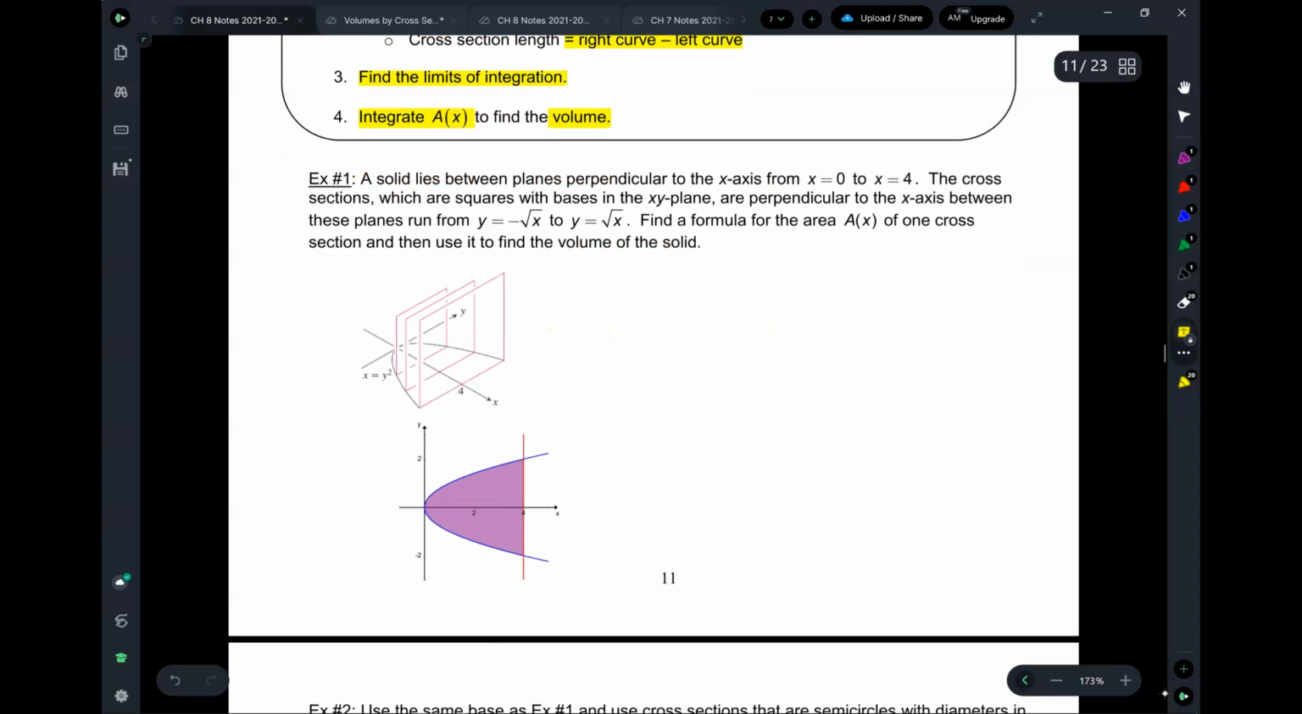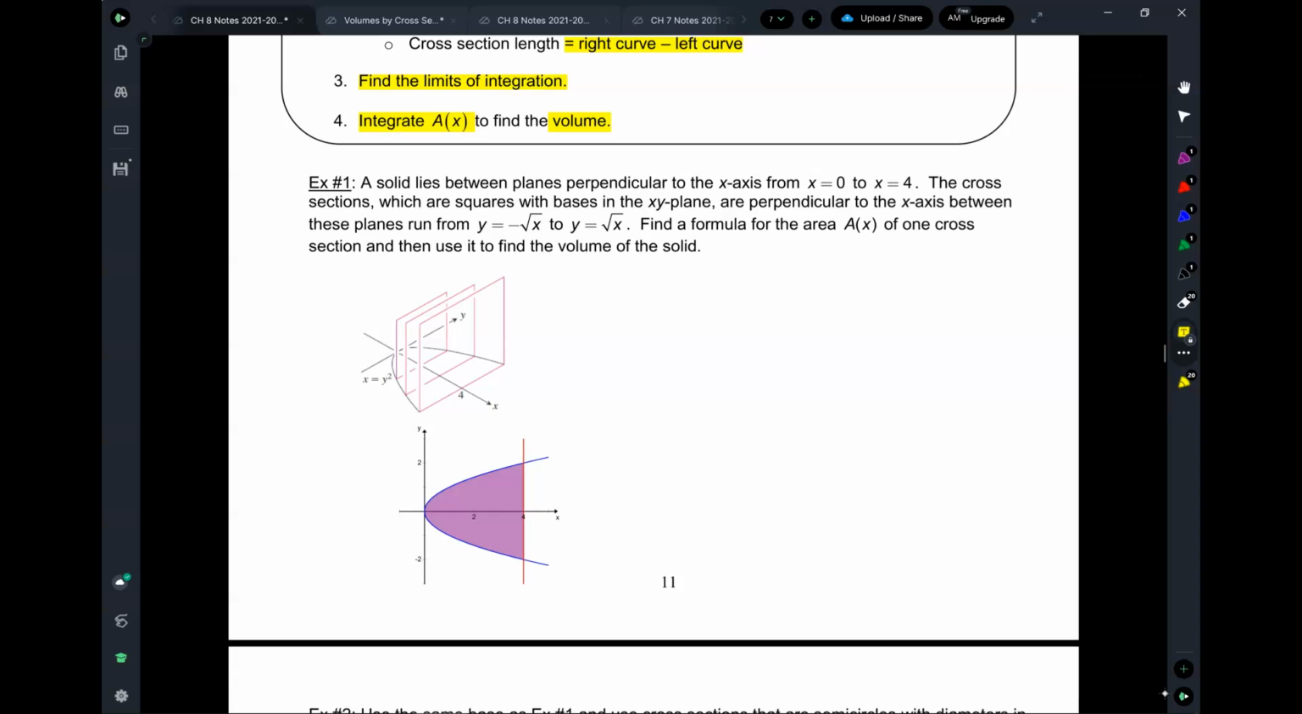So here we go. Let's take a look at our very first one. A solid lies between planes perpendicular to the x-axis from x equals 0 to x equals 4. The cross sections are squares with bases in the xy plane, perpendicular to the x-axis. So let's just try to figure out what that means.